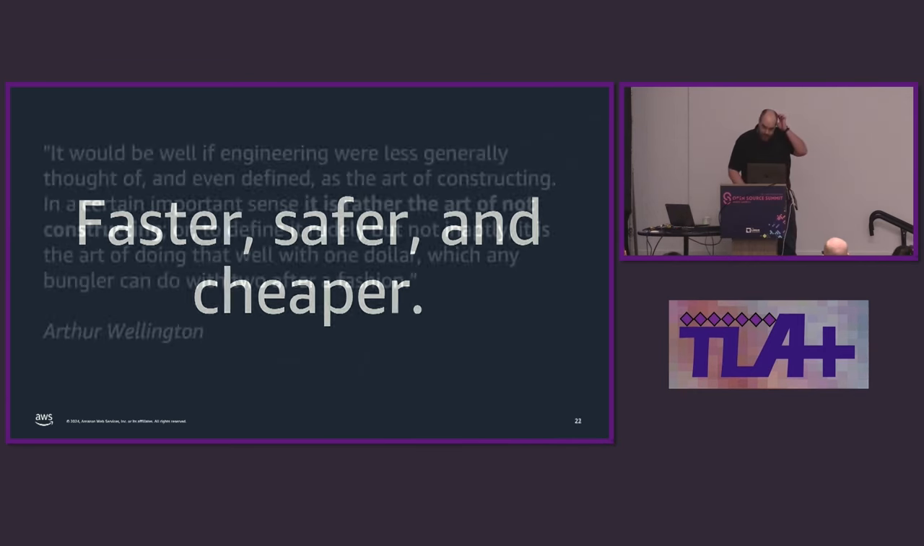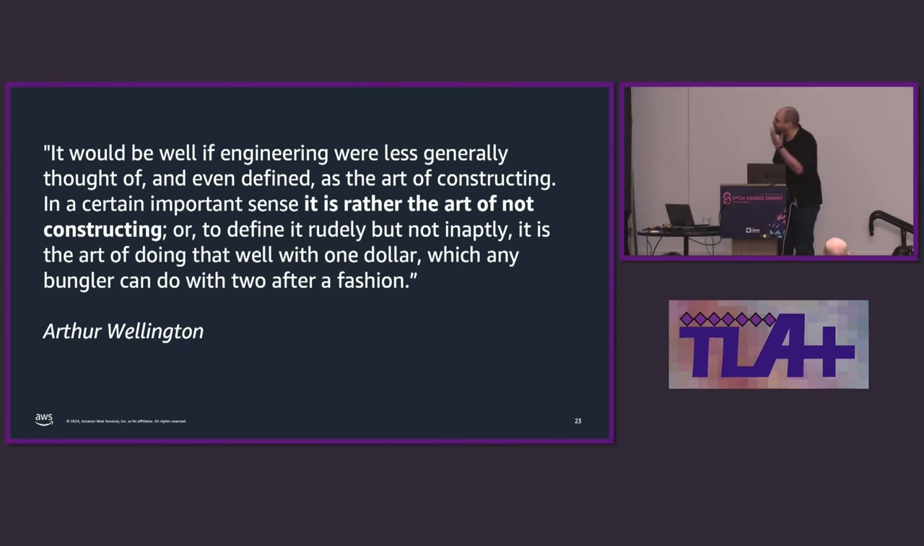And so we can go back to the 1850s. This is a quote that I really love. I'm sorry, it's a little bit long. This guy, Arthur Wellington, wrote this book, really thick book, about how to choose where to put railways. It's not super relevant, most of it, but I just love this quote, where he talks about how engineering is not the art of constructing, it is the art of not constructing. It is the art of doing well with $1, which any bungler can do with two after a fashion. And, you know, this is a little bit rude, but it's true, right? This is the core of what has become centuries of engineering practice.